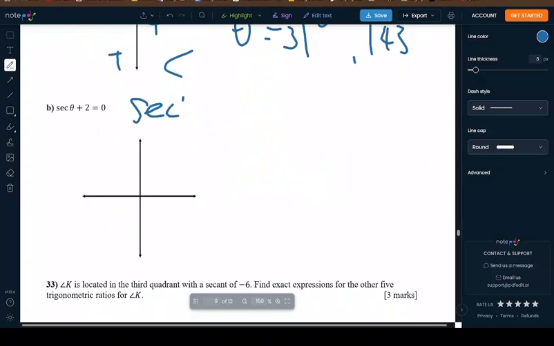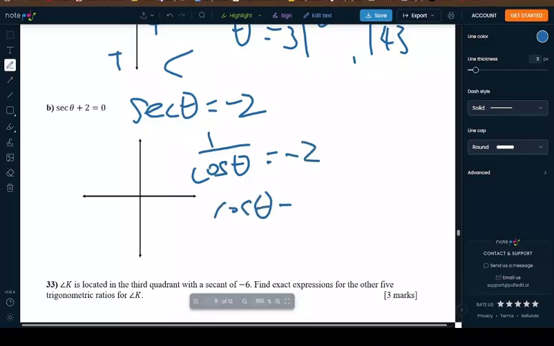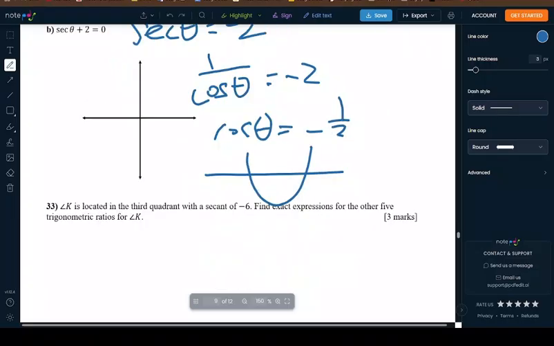Secant theta is equal to negative 2. Or to say 1 over cos is equal to negative 2. Or cos is equal to, no, it's negative 1 over 2. So where is cos equal to negative 1 over 2? We can just draw the graph. It's actually a really bad graph. I'm sorry, I should be ashamed drawing that graph.